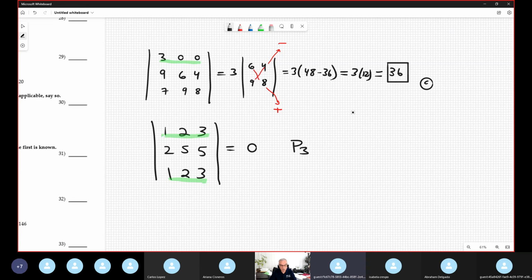They say that when two rows or two columns are the same, or not necessarily the same, but proportional, it's also 0. Suppose that this is 1, 2, 3, and this is 2, 4, 6. It's also 0. Or negative, it's also 0. Because you multiply row 1 times 2 or times -2, and the answer doesn't change, it's 0. Unbelievable. Do you see that or no?